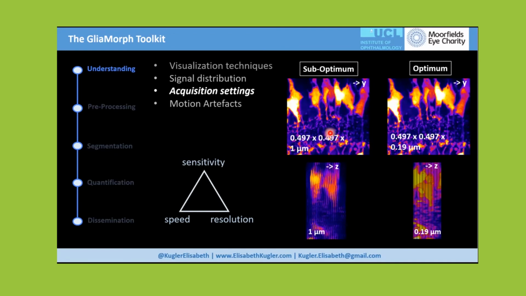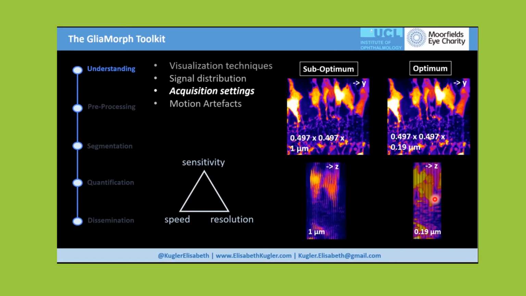And so if you look at the X and Y, they both look really, really great. But if you actually look at the stack from the side, you see that this is a 1 micron interval versus 0.19. And you see just visually already there's a huge difference in the image quality, right? But like I said, this is 5 times the data load. So you need to find the sweet spot between what is really essential for your data and what you can get away with, so to speak.